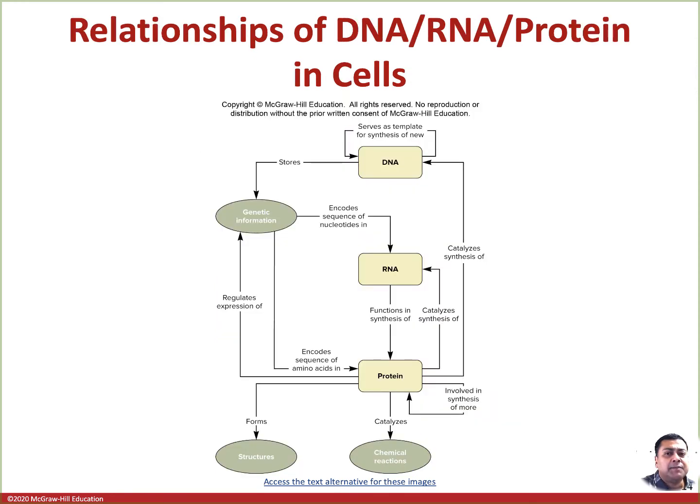So here we are going to have an idea of the relationship of DNA, RNA, and protein in the cell. Sometimes we call this the central dogma, that is, how the DNA, RNA, and the proteins are related. So this is a modified type of central dogma that we are going to explain.